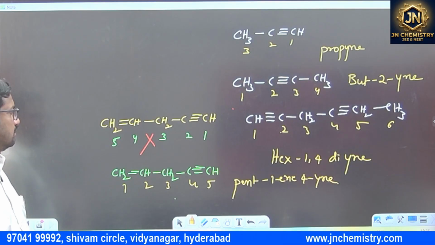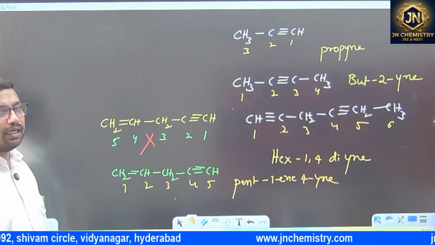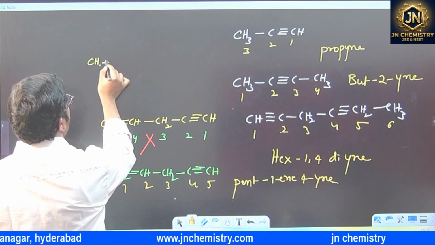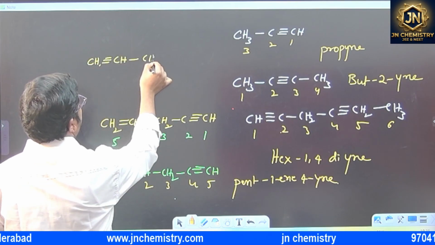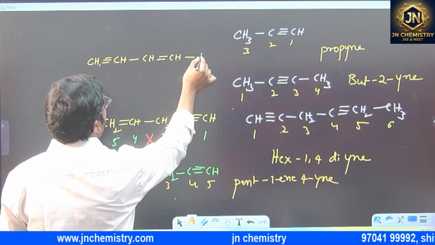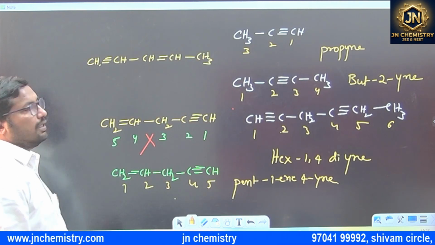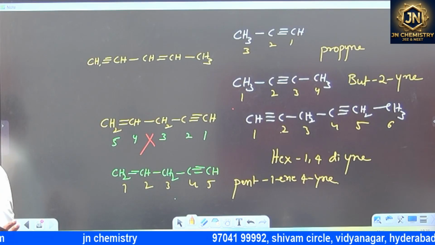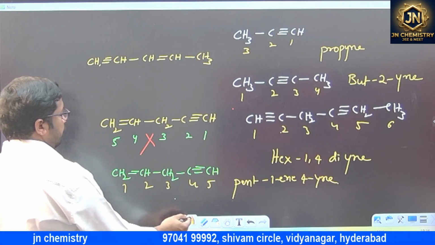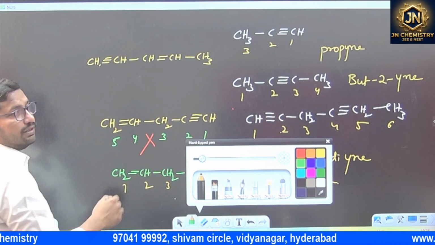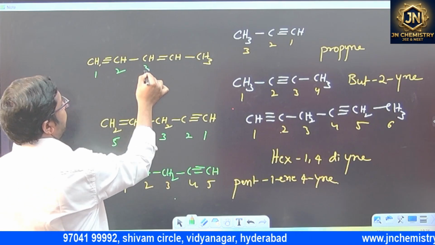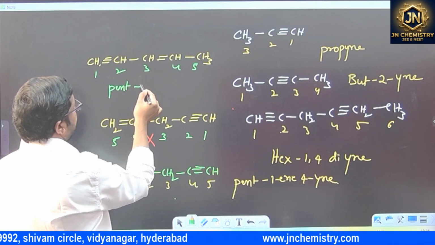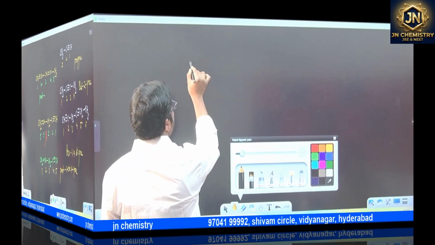Write it down. And double bond and triple bond. But in this case, the double bond and triple bond are both there, so whom do we need to give the priority? In this case, the triple bond, because the double bond is coming in the second position. Right? Pent-1-yne, 3-ene.